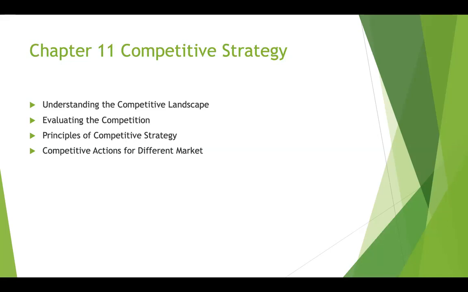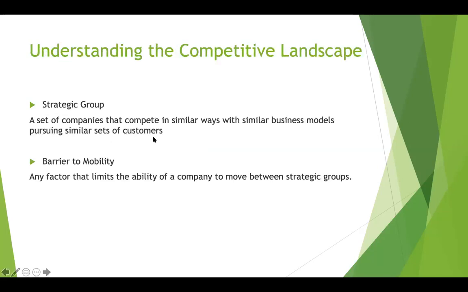The second one is evaluating the competition. Use some ways to evaluate, like how to find weaknesses of your competitor and use your strengths to beat them. The third one is principles of competitive strategy. There are four principles. The last one is competitive actions for different markets: monopoly, oligopoly, and perfect competition. Let's elaborate on them one by one.